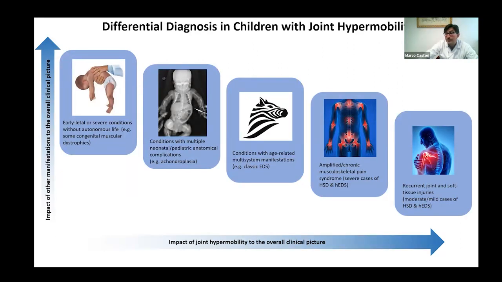The spectrum of conditions presenting joint hypermobility in childhood is extremely wide and ranges from early onset, often lethal conditions, such as selected congenital muscular dystrophies, to chronic and often unspecific phenotypes featuring chronic symptoms, such as the hypermobility spectrum disorders. The contribution of joint hypermobility to the overall phenotype depends on such variability, and is minimal in early onset severe disorders, critical in some phenotypes, or dominant in specific phenotypes.